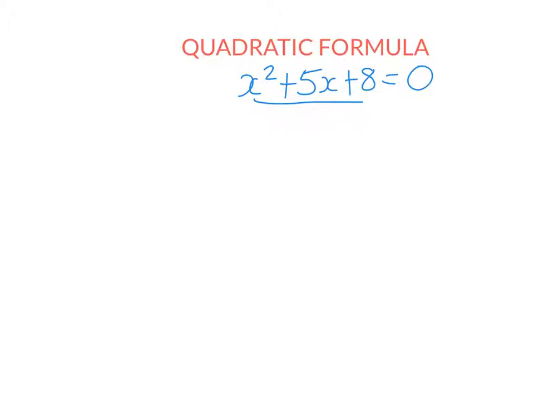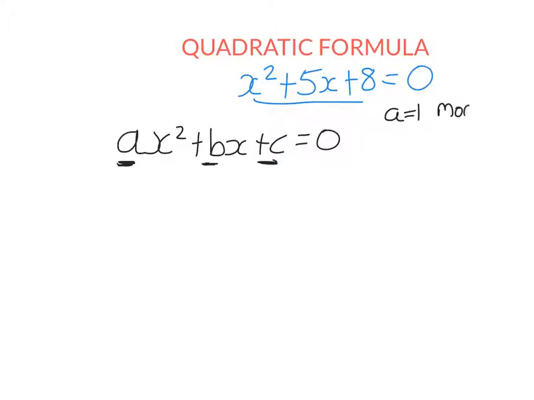Any quadratic equation can be written in the form ax squared plus bx plus c equals 0. This is what you use after you've got one side equal to 0. a is the number in front of x squared, b is the coefficient of x, and c is the constant term. Remember, if a equals 1, then it's monic, and if a does not equal 1, it's non-monic.